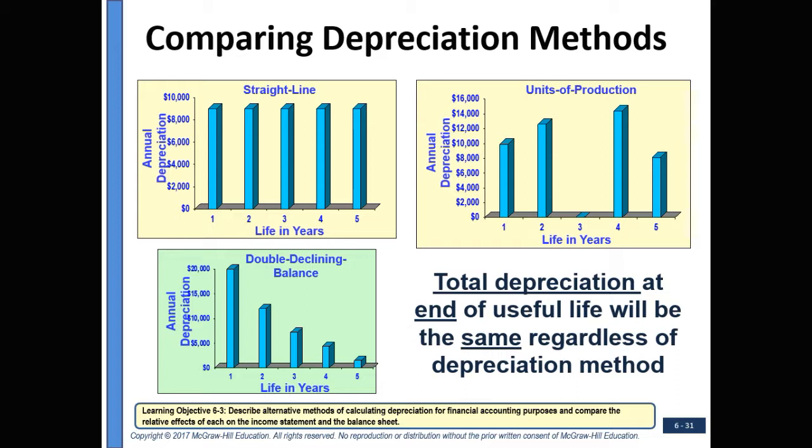Total depreciation in all of these cases, though, will be the same, regardless of which depreciation method is used, because it is cost less salvage value. In this case, $45,000 was the depreciable base. You will have $45,000 of total depreciation at the end of the useful life.